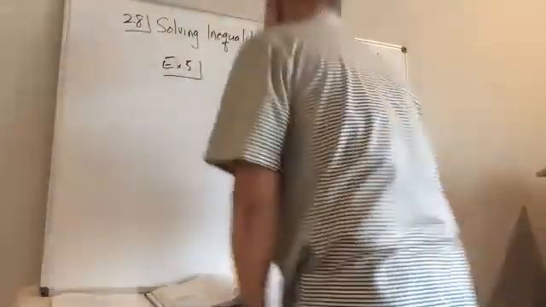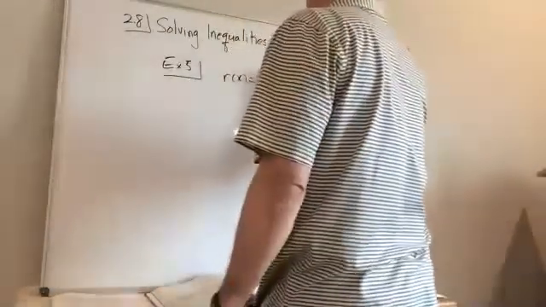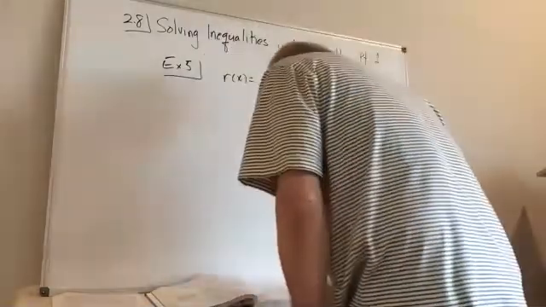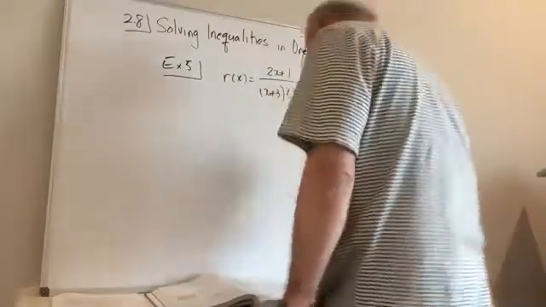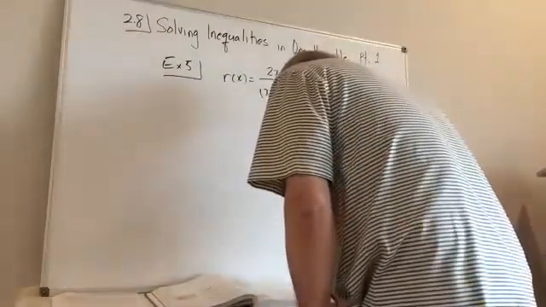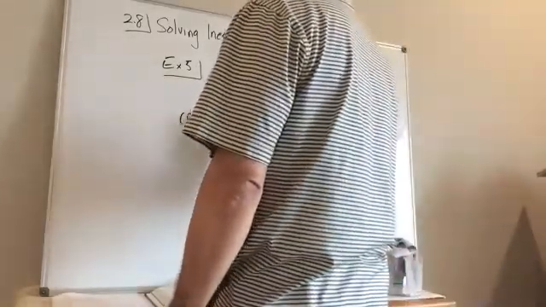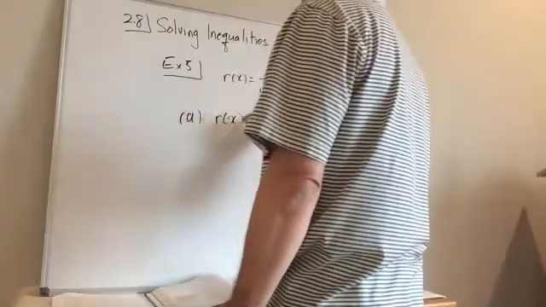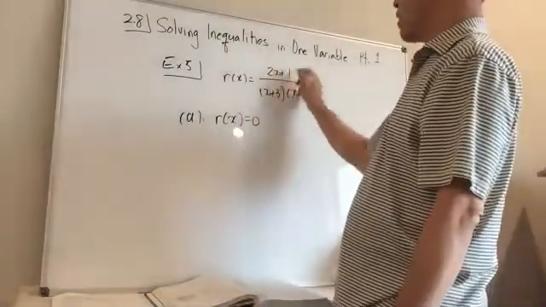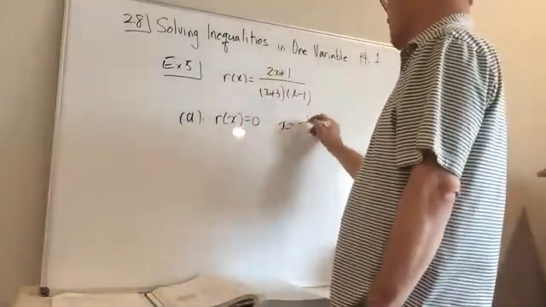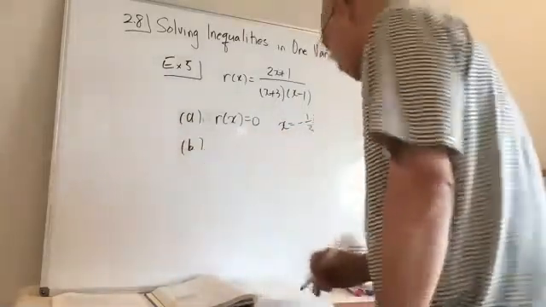Let R of x equal (2x plus 1) divided by (x plus 3)(x minus 1). So for part A, let's find out when R of x is equal to 0. It's going to be equal to 0 when the numerator is equal to 0, right? So x is equal to -1/2.